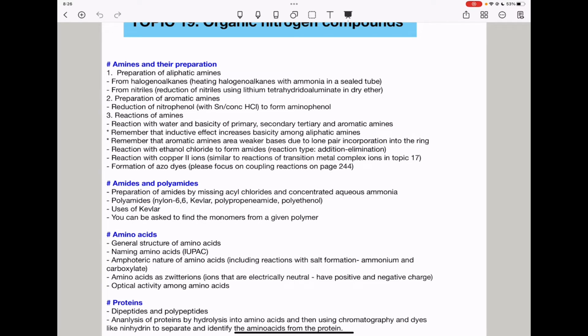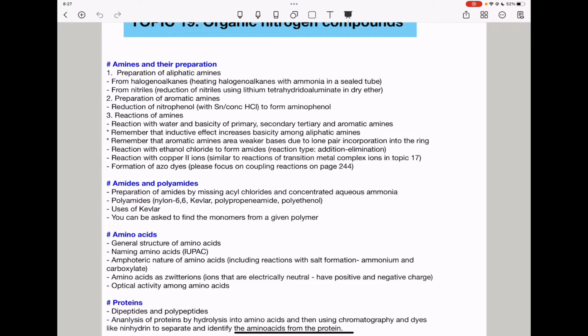They could ask about reactions of amines, like how they react with water, and the basicity of primary, secondary, tertiary, and aromatic amines, meaning which is a stronger base and which is a weaker base. Here we need to understand that aromatic amines are weaker bases compared to the others because the lone pair on nitrogen is incorporated into the ring and therefore will not be easily available to be donated to any incoming electrophile.